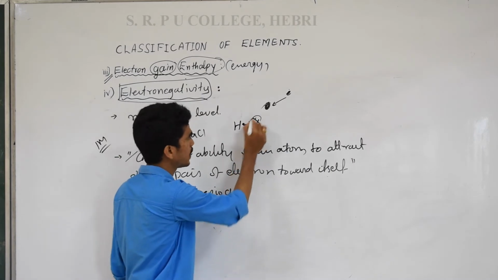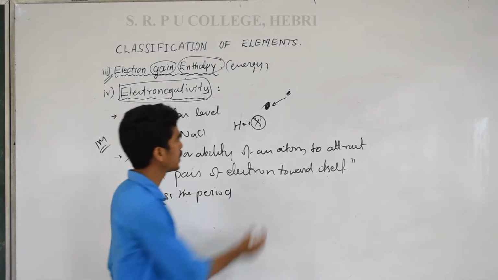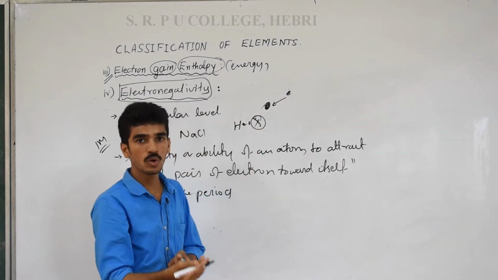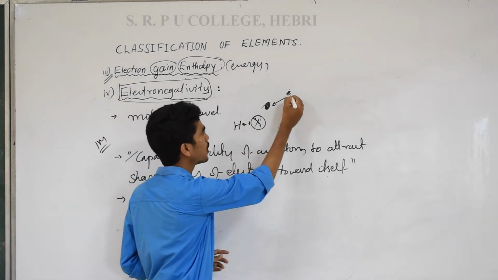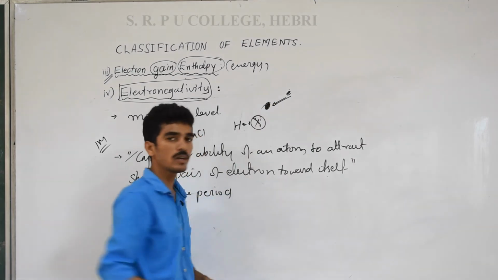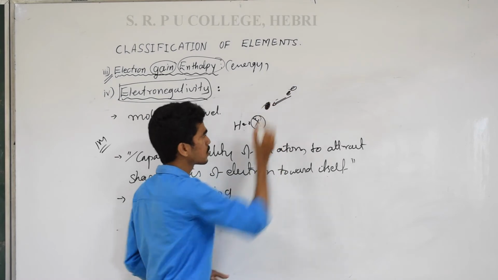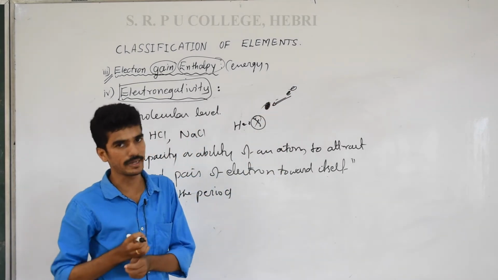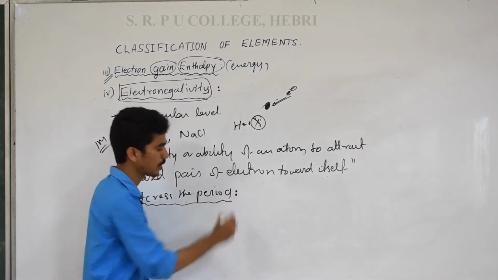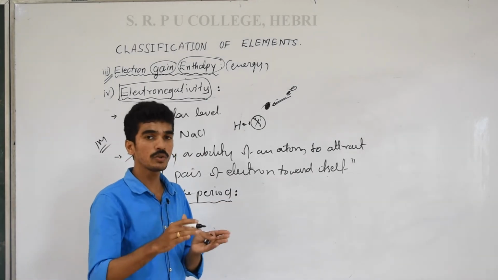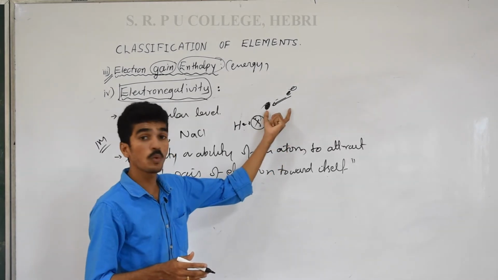Towards X. So what should be present here? More effective nuclear charge should be present. So X should have more effective nuclear charge or be smaller in size. You can bring the magnet closer, or increase the magnet's capacity, or bring the iron piece closer, and it will attract. Same concept applies here. Across the period, you know what happens. What happens across the period? Effective nuclear charge increases, is it right? Size decreases. So we apply both concepts here.